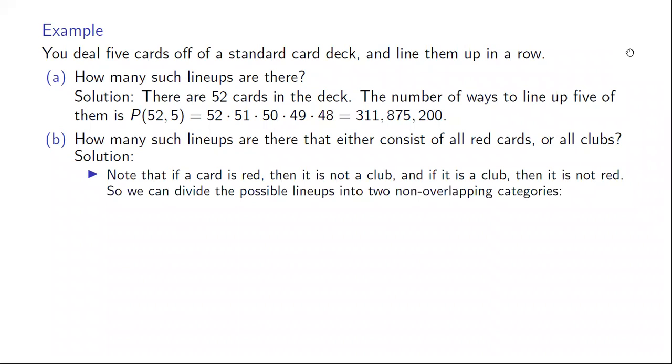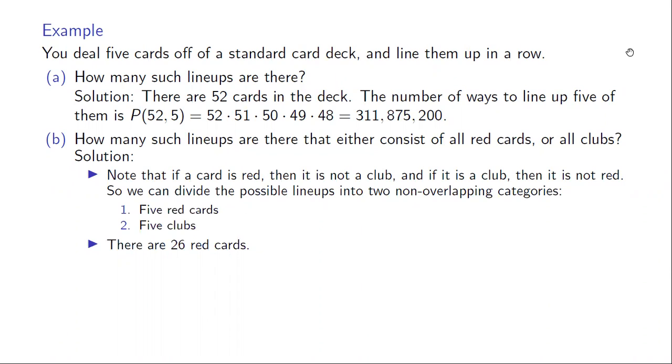So we can divide the possible lineups into 2 non-overlapping categories. First category is that we have 5 red cards. Second category is we have 5 club cards. And we don't have to worry about overlap here, which is very important for this example, because if a card is red, it's not a club, and if it's a club, it's not red. So these are totally distinct, non-overlapping categories.